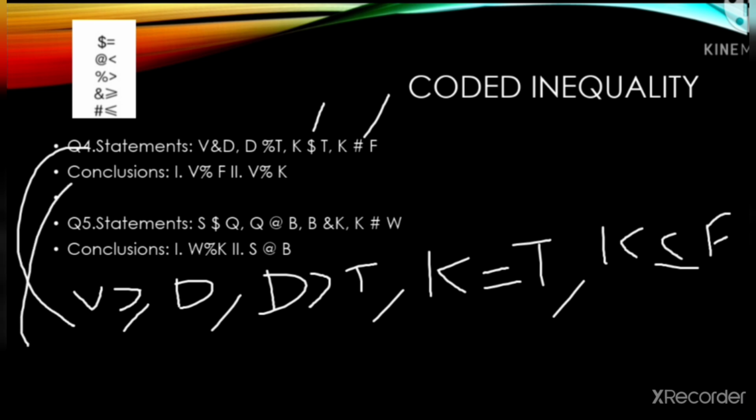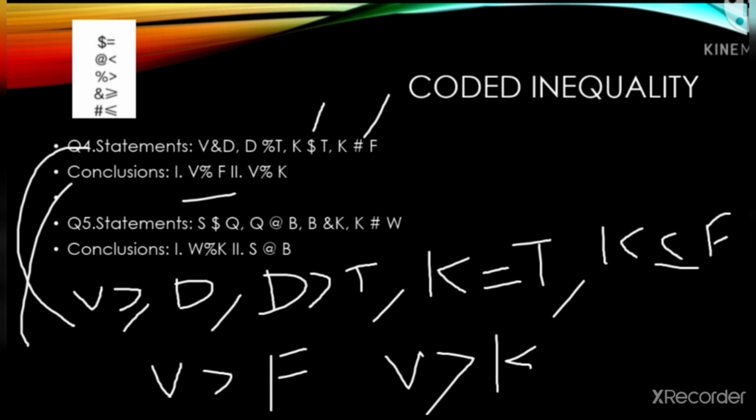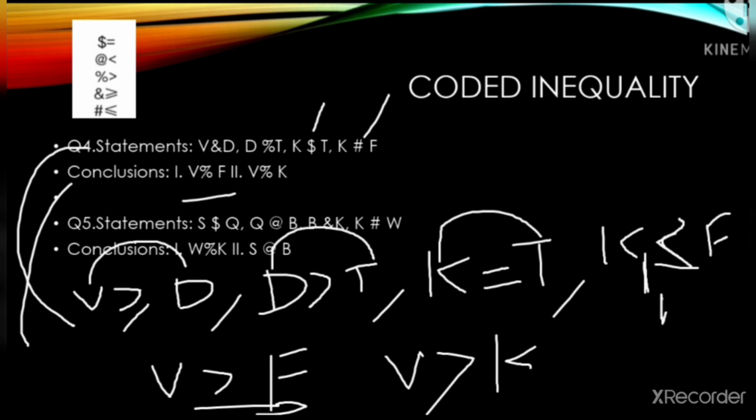Now we need to decode all the conclusions. It is v percent f, and percent stands for v greater than f. Next is again percent, it means again it is greater than, v is greater than k. So now look, we need to move from v to f in this whole expression. What we can do, we can move from v to d, and from d to t, and from t to k, but after k you have this closing gate, so in this way this goes wrong.